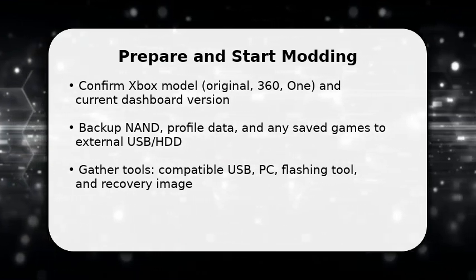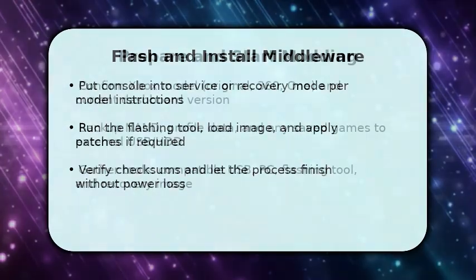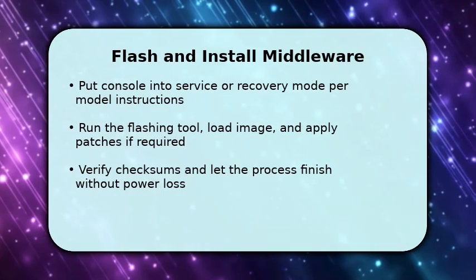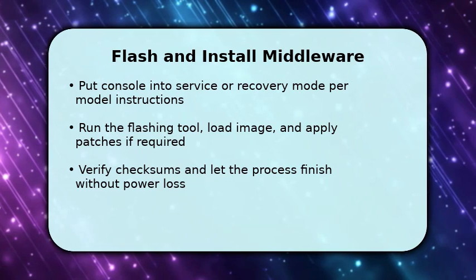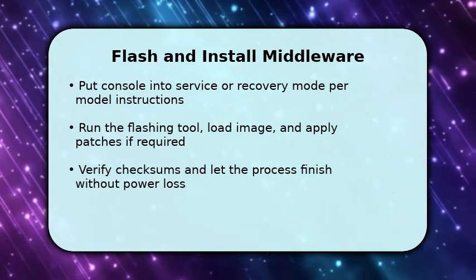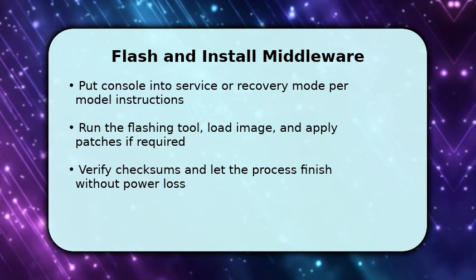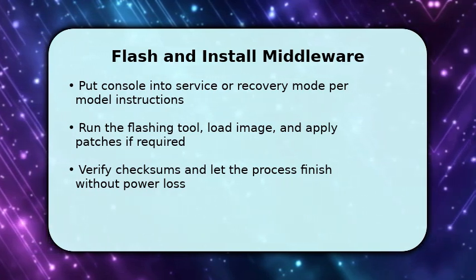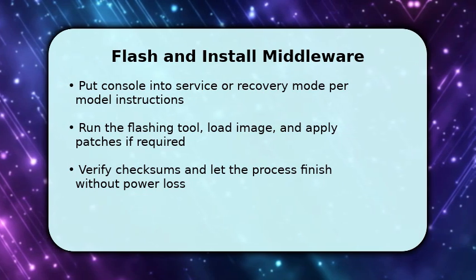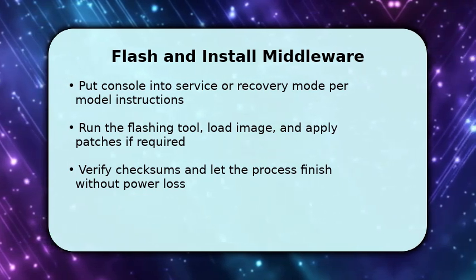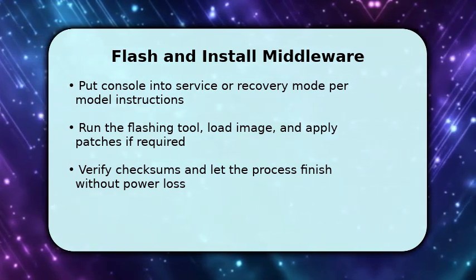You'll now enter the console's recovery or service mode to accept the custom image. That's crucial for the flash to take. Connect the USB and launch the flasher on your PC, selecting the backed up NAND and the older dashboard image. Apply any necessary signature patches so the console will boot the image. This fixes compatibility and prevents soft bricks.